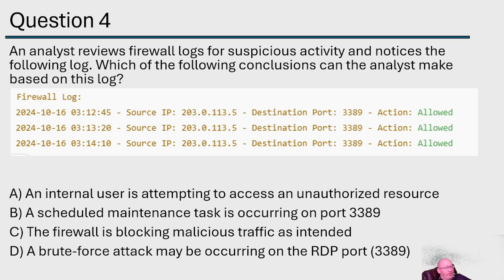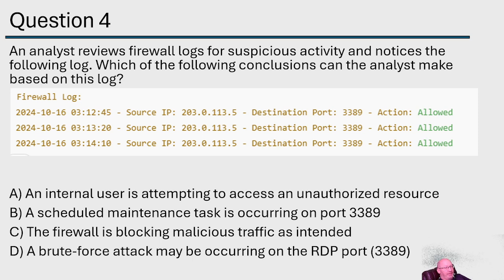An internal user is attempting to access an unauthorized resource. Well, if you know the difference between private and public IP addresses, you know that A is not correct. Because that is a public IP address, not a private IP address, which means I don't think so.